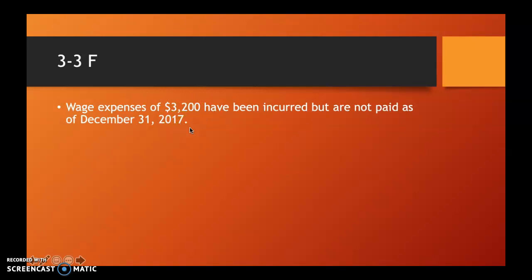So the journal entry for this would be, I'm sorry, you can go ahead if you want to try it on your own right now. Otherwise, if you're just looking for what it would be, it would be a wage expense debit for $3,200 because expenses have a debit normal balance, and you credit wages payable for $3,200 because this is a liability that we're going to have to pay out in the following year, and liabilities have a credit normal balance.